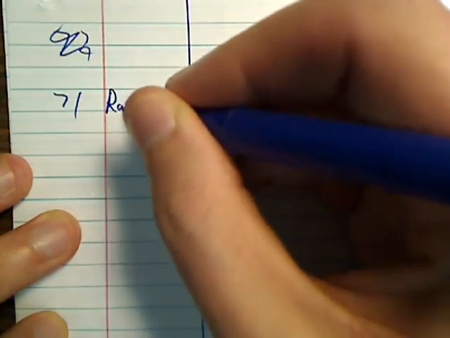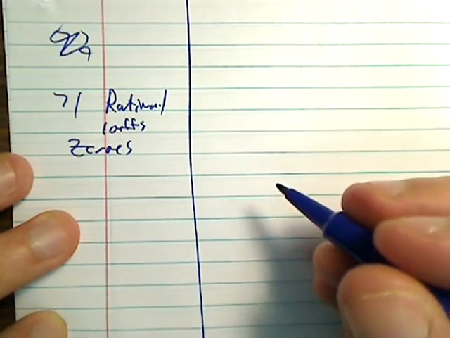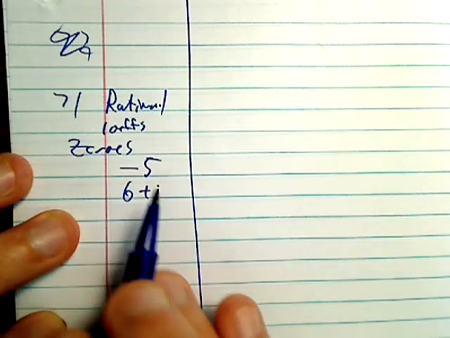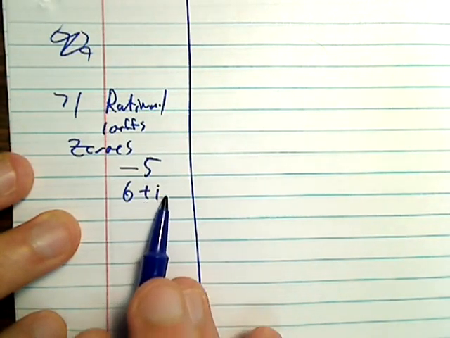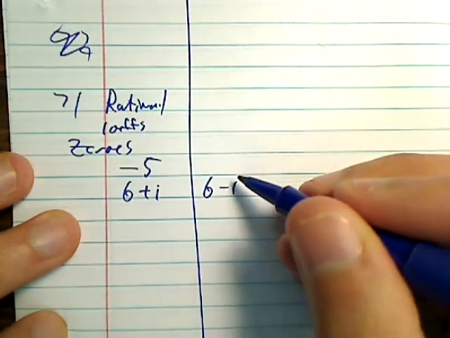Number 71, find a third-degree polynomial equation with rational coefficients that has roots -5 and 6 plus i. So we want rational coefficients with zeros -5 and 6 plus i. To make it come out rational, I have to change the sign in front of the i and make another root. So we have to have 6 minus i.